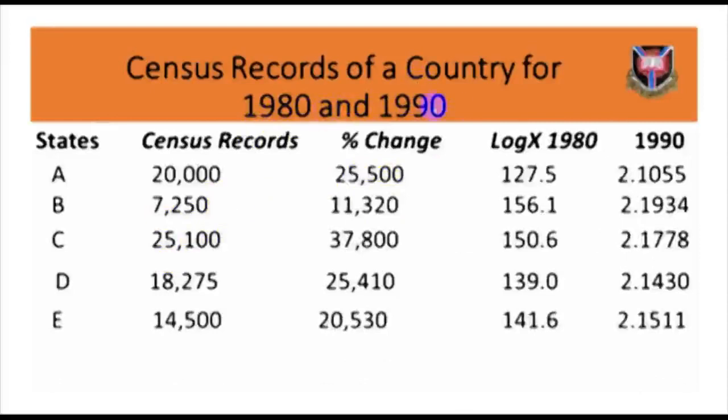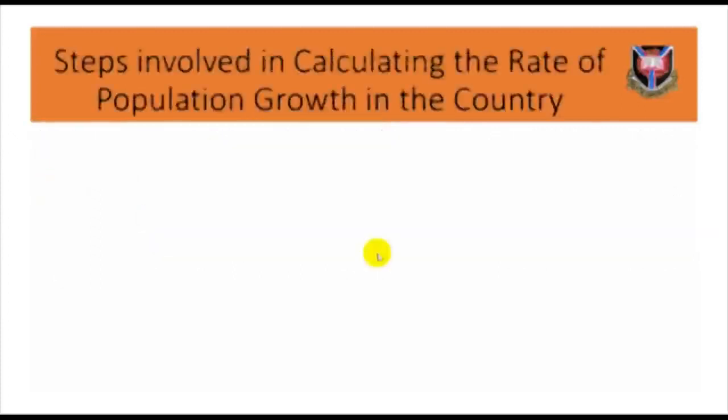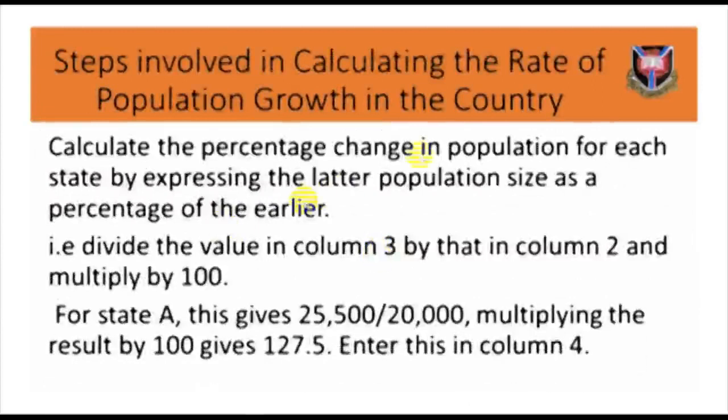The table above shows the population size of 10 states in a country for 2 census records in 1980 and 1999 respectively. The task is to calculate the rate of population growth in the country. The steps involved are: 1. Calculate the percentage change in population for each state by expressing the latter population size as a percentage of the earlier. That is, divide the value in column 3 by that in column 2 and multiply by 100.